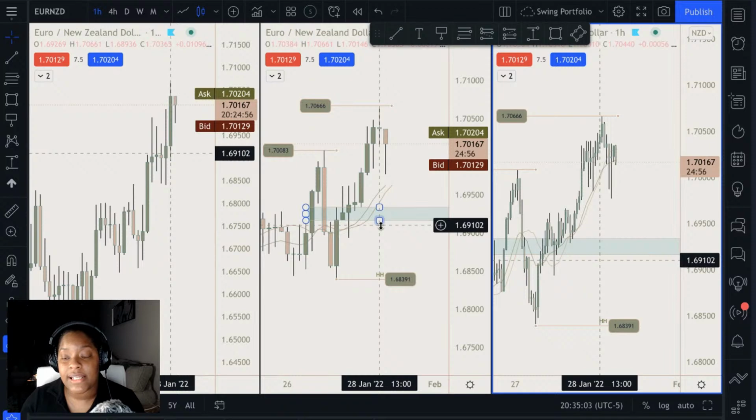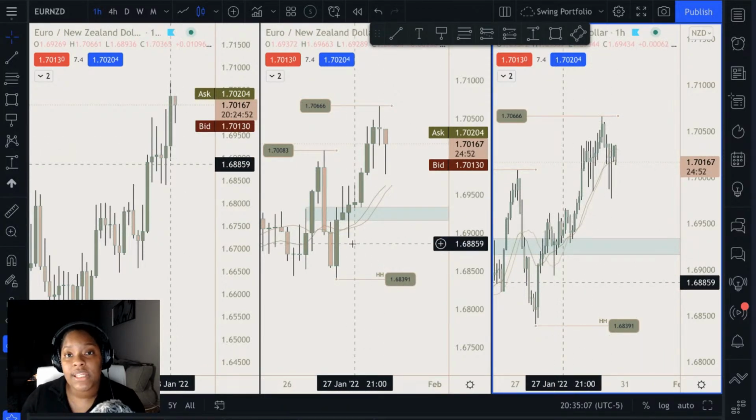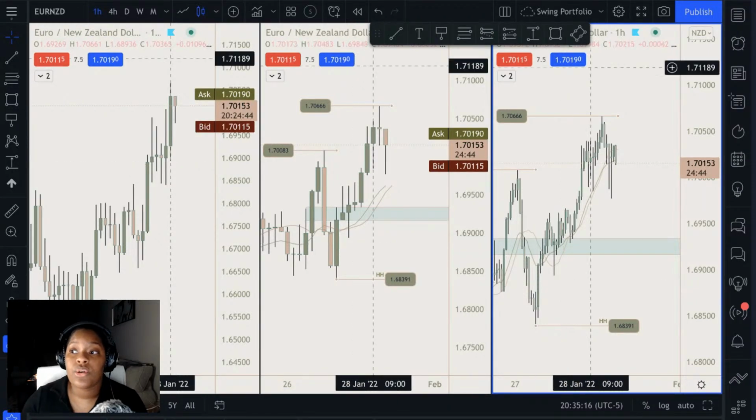I'm not selling this. I'm waiting for a pullback because I see clear signs of an uptrend. And when you see clear signs of an uptrend, you're not looking to be a seller. You want to trade with the buyers. Okay. So that is Euro New Zealand.